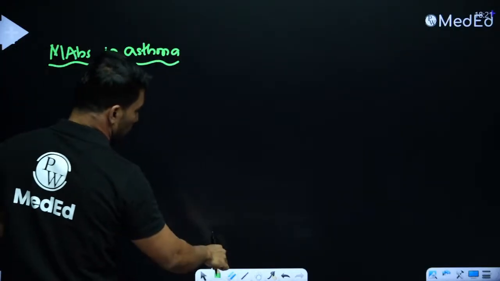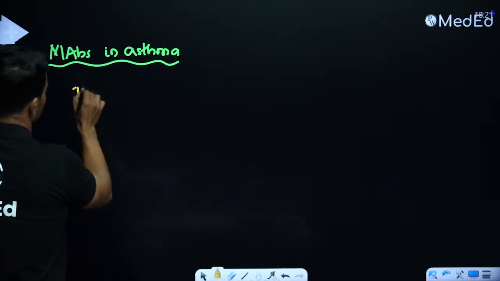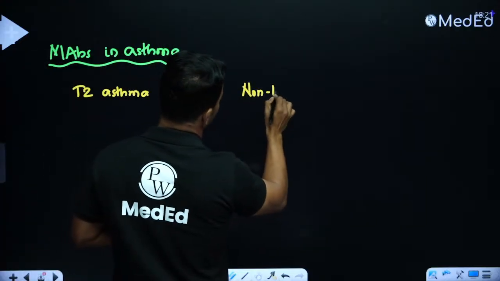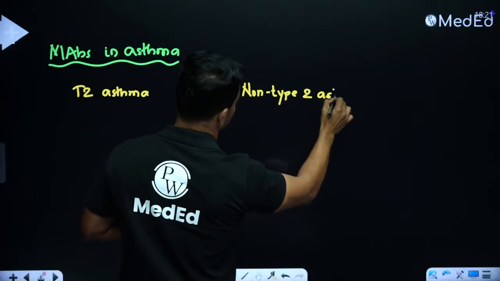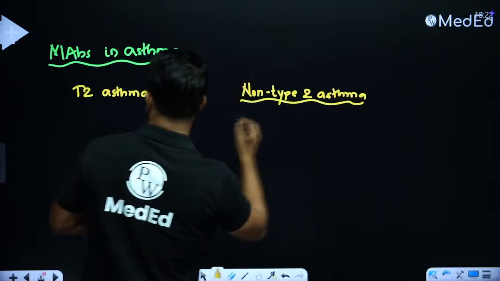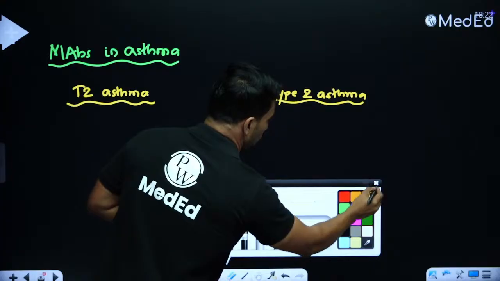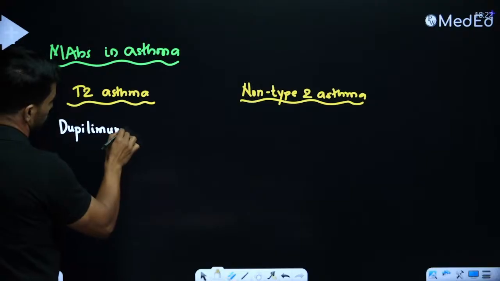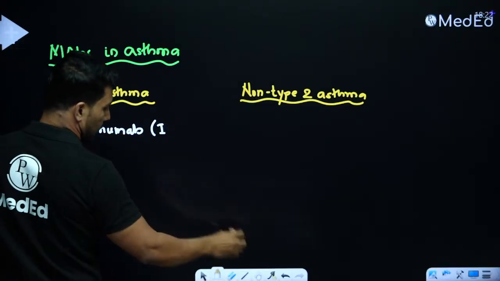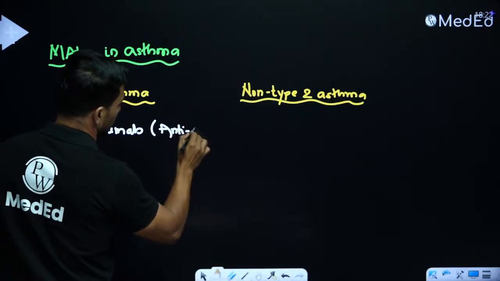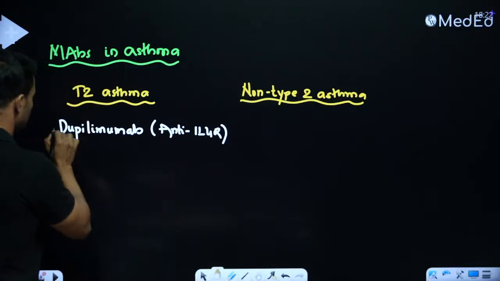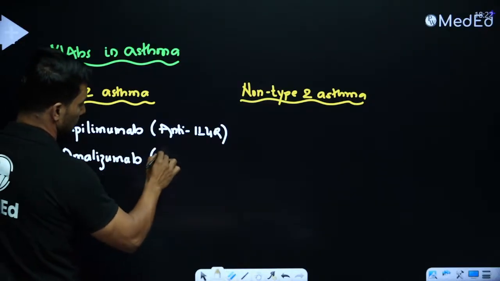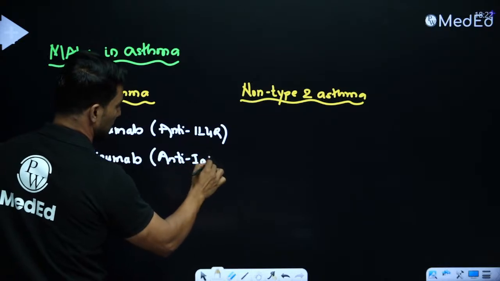So if I am dealing with type 2 asthma, I can use everything. For type 2 asthma, I can use all the available monoclonal antibodies. But for non-type 2, there is only one monoclonal antibody that is approved. So what all can I use for type 2? There is a monoclonal antibody against interleukin 4 receptor. It is called dupilumab. Then I have omalizumab, which is a monoclonal antibody against IgE. It is anti-IgE.